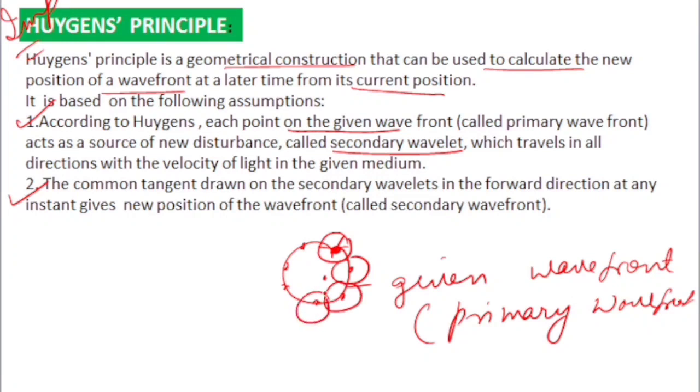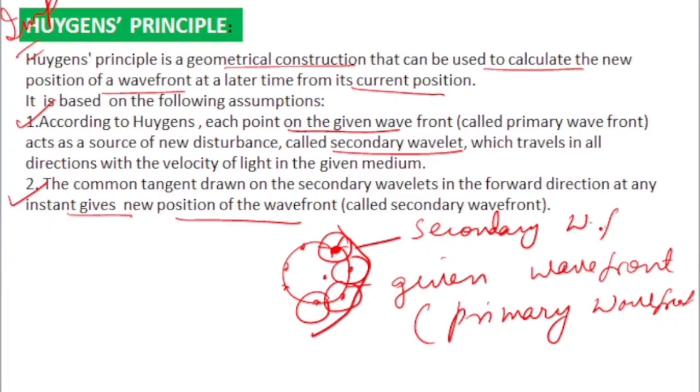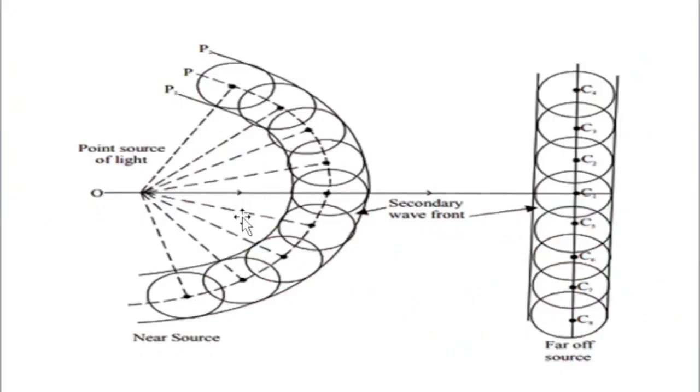wavelet. And if you draw a common tangent over this secondary wavelet in the forward direction at any instant, it gives the new position of the wavefront. This one is the secondary or new position of wavefront. So there are two important points. Using these two points you have to draw the next wavefront. Here the diagram is clear to all of you.